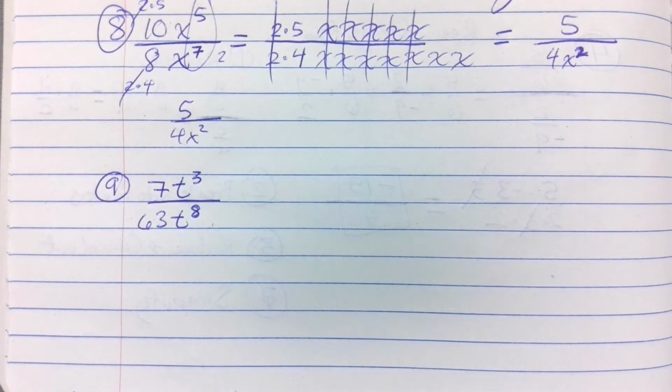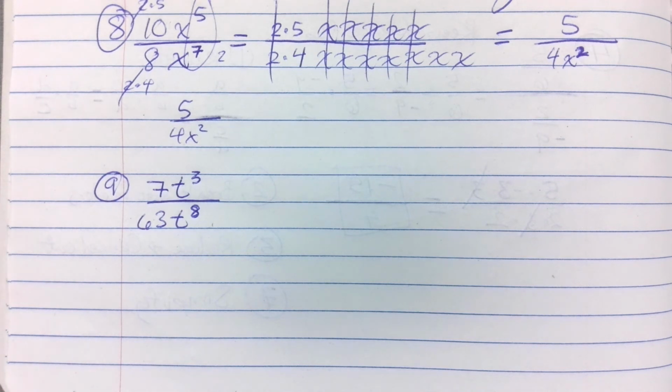(7t cubed over 63t to the 8th). What do we do? Write it out. Absolutely can.